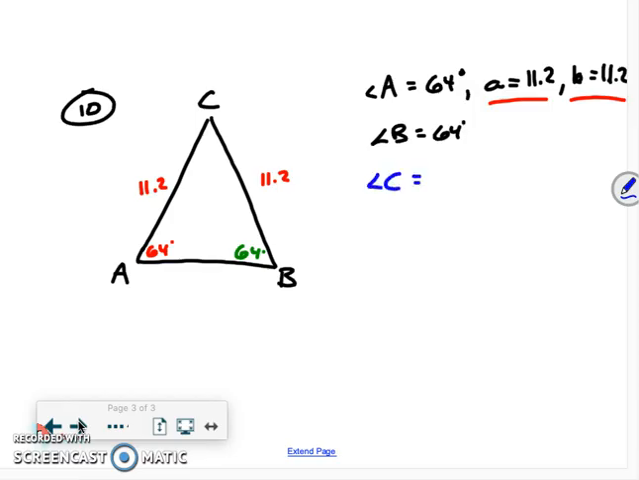Because all 3 angles of the triangle have to add up to how much? 180. So how big is angle C then, please? 52 degrees. Now again, we haven't used any law of sines, law of cosines, anything like that to this point, and we just figured out 5 of the 6 pieces.